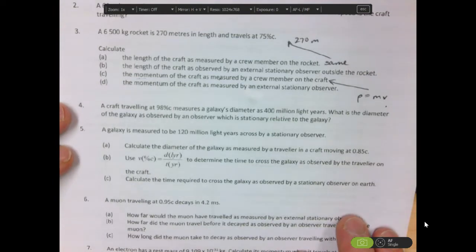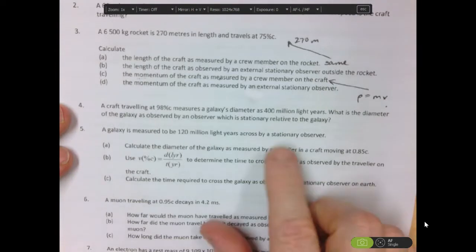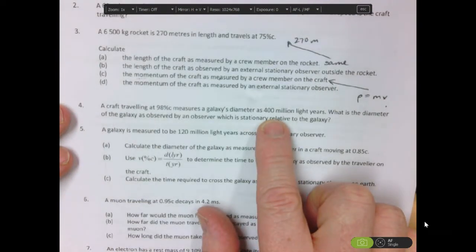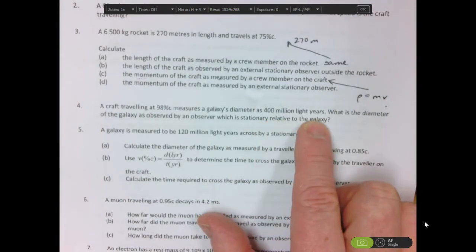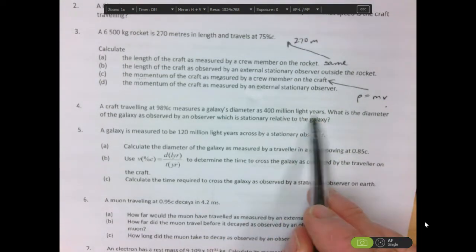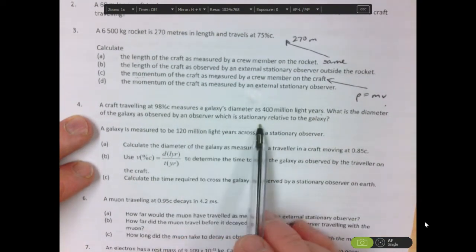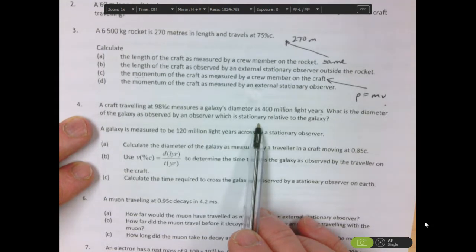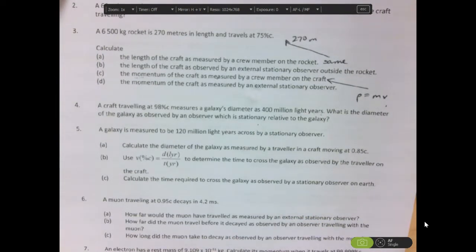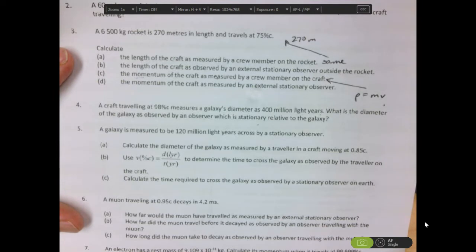Question 4 says the craft is traveling at 98% of the speed of light, and it measures a galaxy's diameter as 400 million light years in diameter. Now, light years is a distance. It's not a measure of time; it's a measure of distance. So, what is the diameter of the galaxy as observed by an observer, which is stationary relative to the galaxy? Once again, this is just simply finding the gamma factor and popping into our formulas.